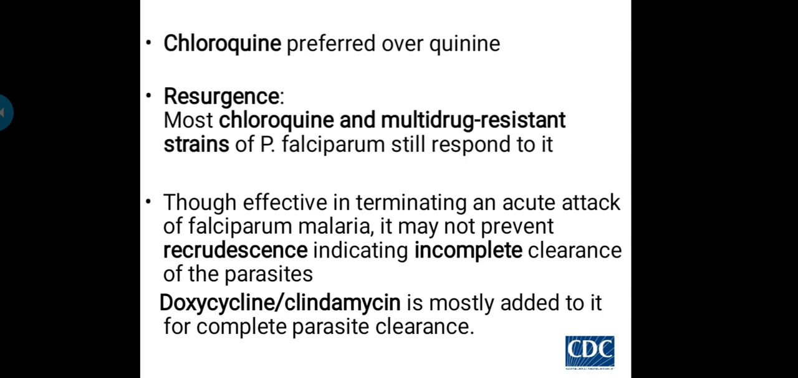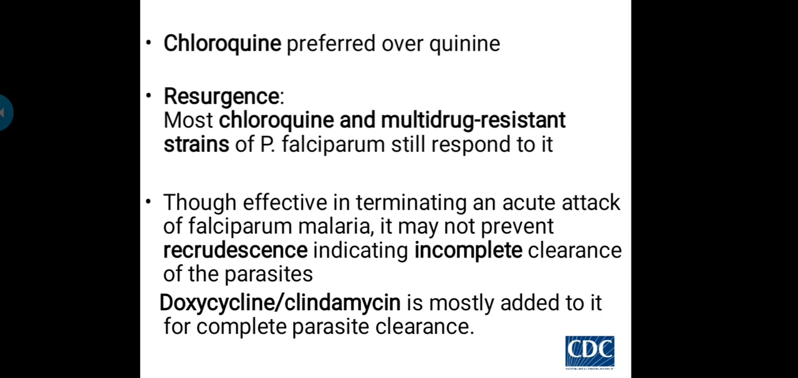So this is the dose for uncomplicated falciparum malaria with quinine-based therapy: quinine plus doxycycline or quinine plus clindamycin. Mostly quinine plus doxycycline is used, but in pregnancy and in children below 8 years of age, quinine plus clindamycin is used. Okay, so remember this.